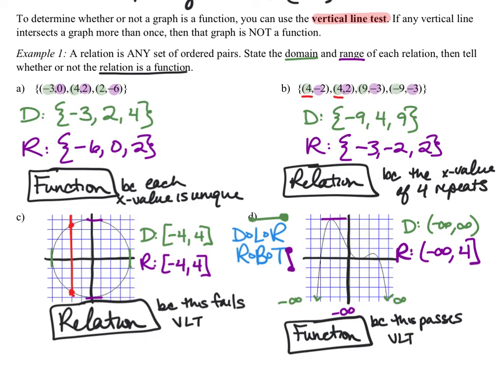And this one is a function because if I drew any vertical line on here, it would not cross that graph more than once. It passes the vertical line test.